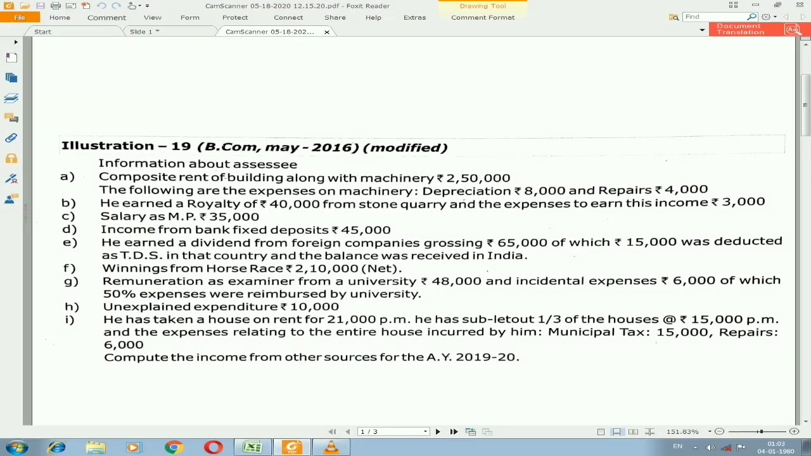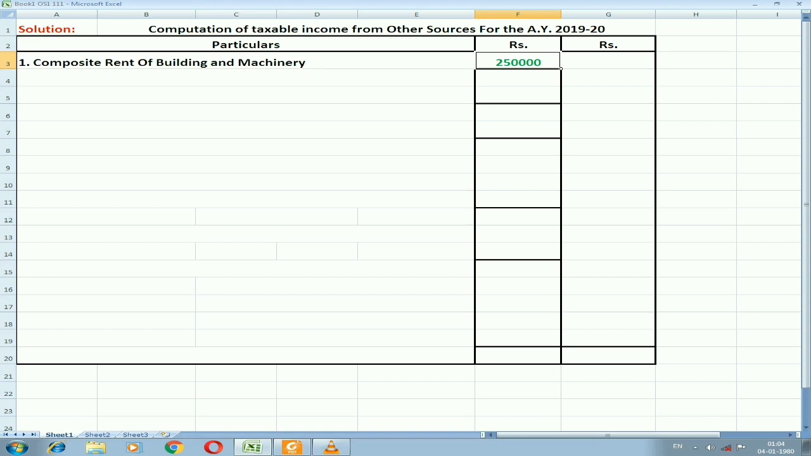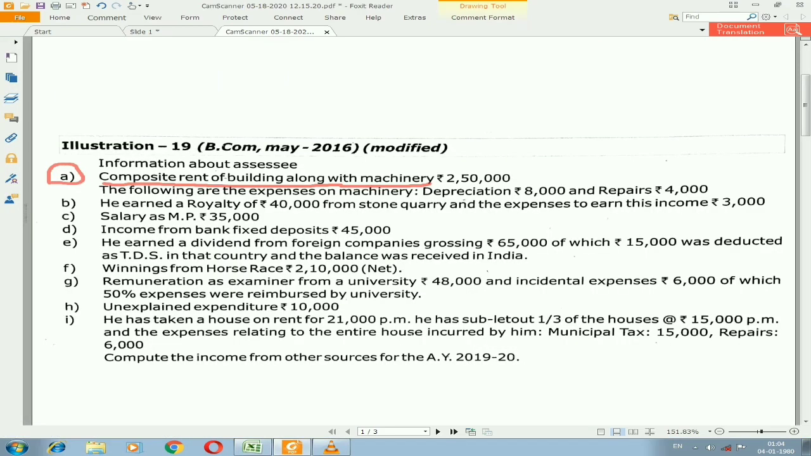The first point says composite rent of building along with machinery rupees 2,50,000. Here they have not given rent only on building, they have given rent along with machinery. So machinery providing is a service. I told you composite rent will be calculated if there is any service along with that. So we are supposed to take composite rent of building and machinery 2,50,000, and also we have some expenditures, which are supposed to be deducted. The following are the expenses on machinery: depreciation rupees 8,000 and repairs rupees 4,000.